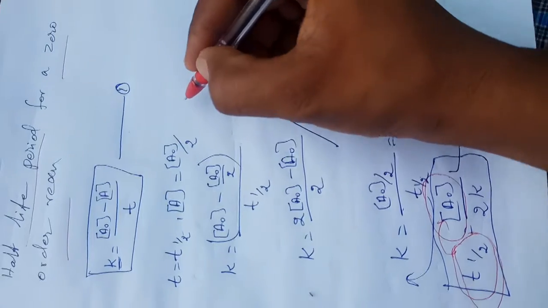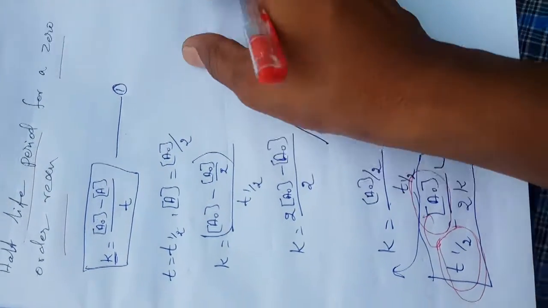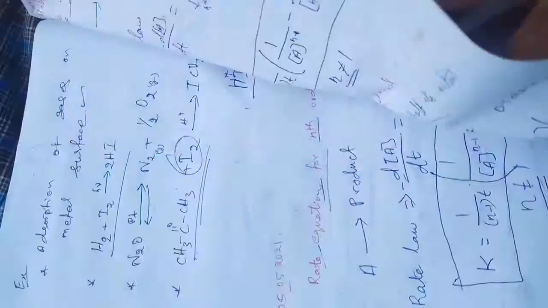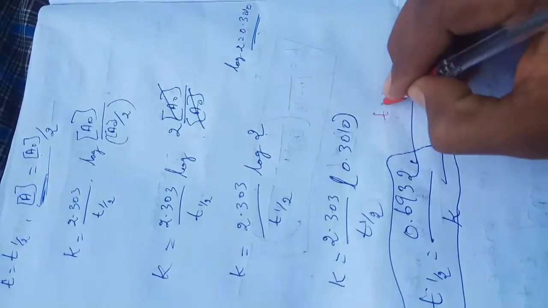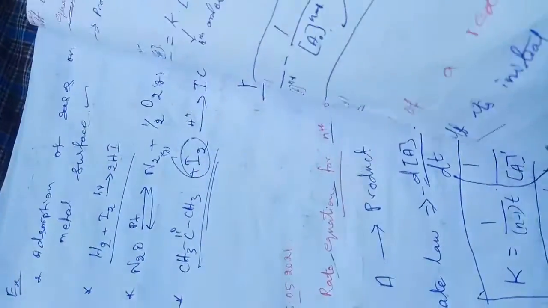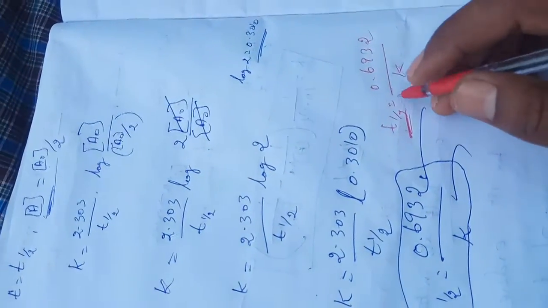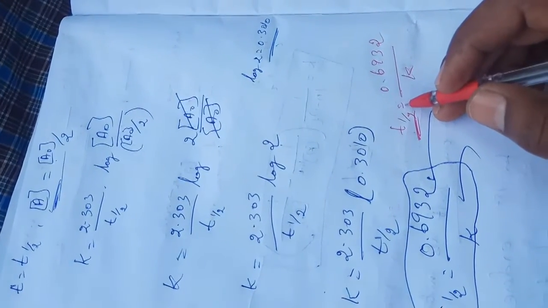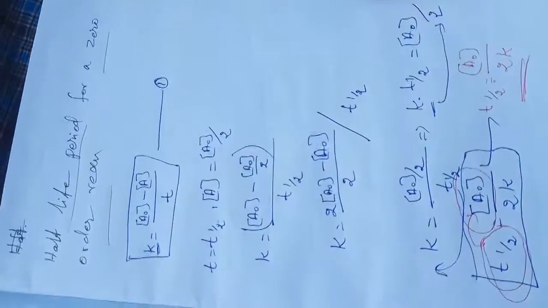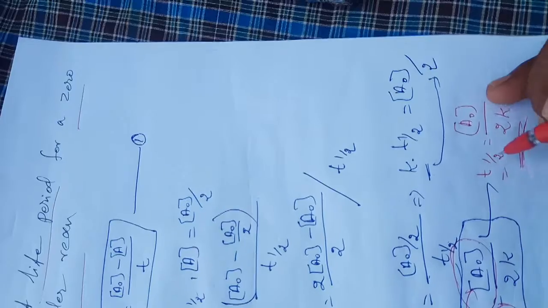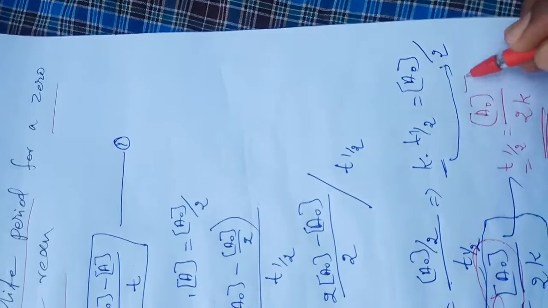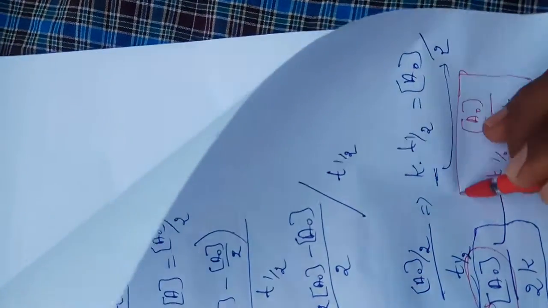Similarly, the half-life equation of first order reaction is T 1/2 equal to 0.6932 divided by K. So the half-life period of first order reaction does not depend on the initial concentration of the reactant, but the half-life period of zero order reaction is directly proportional to the initial concentration of the reactant, right?